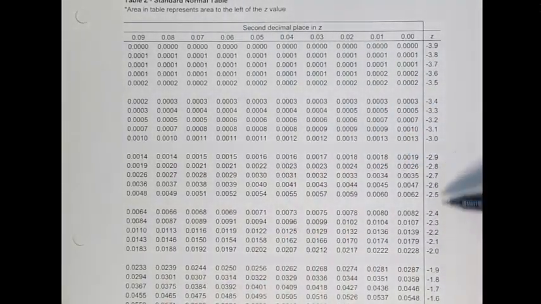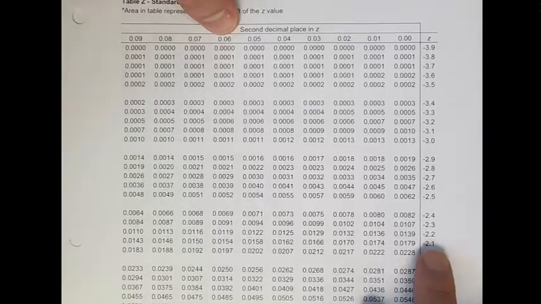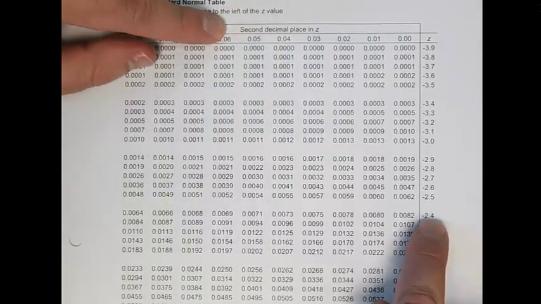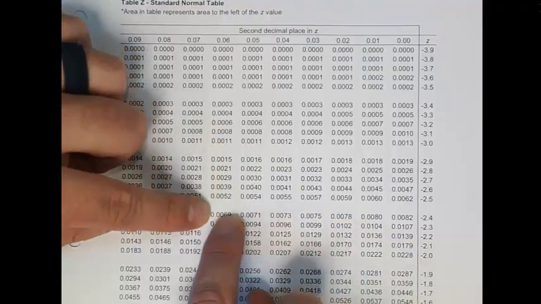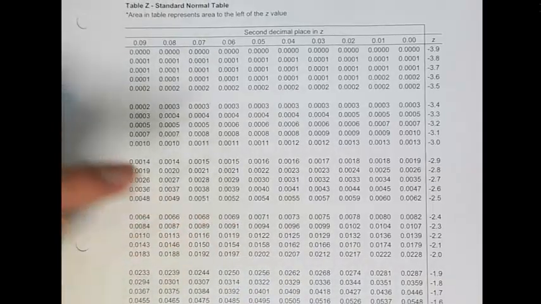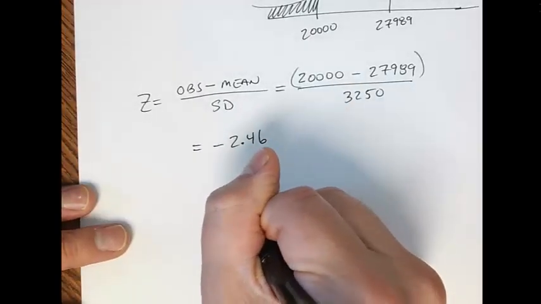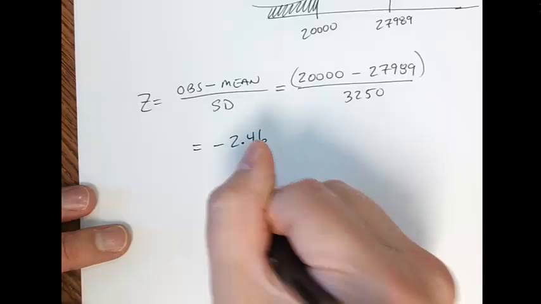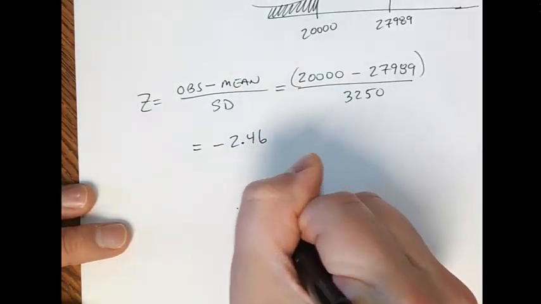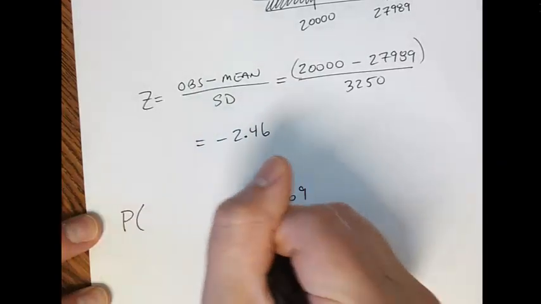So negative 2.4 is right here. Then I track it with 0.06. So then I match those up to get the value that they correspond to. Negative 2.46 yields a probability of 0.0069. The z-score of negative 2.46 yields a probability of 0.0069. And with all probabilities, we need a probability statement.